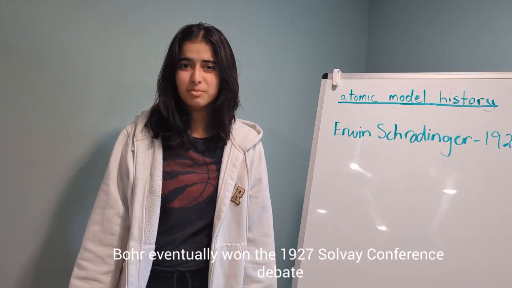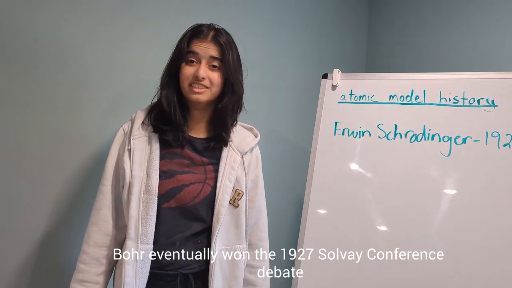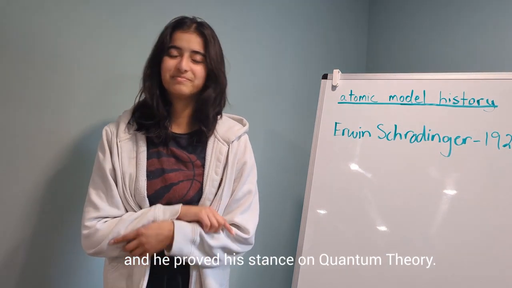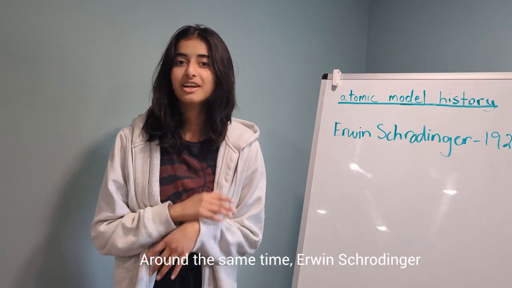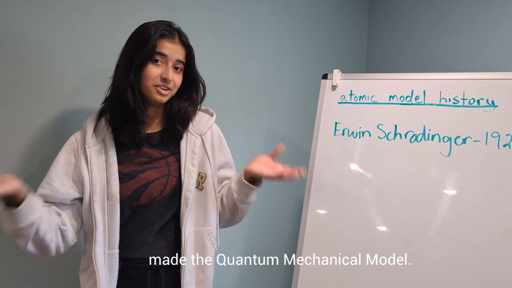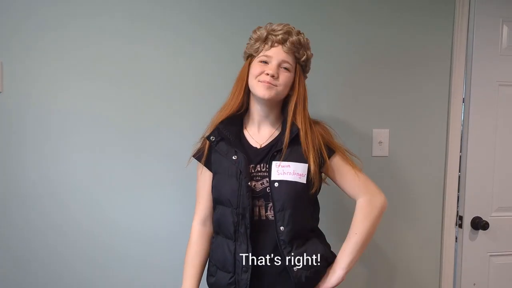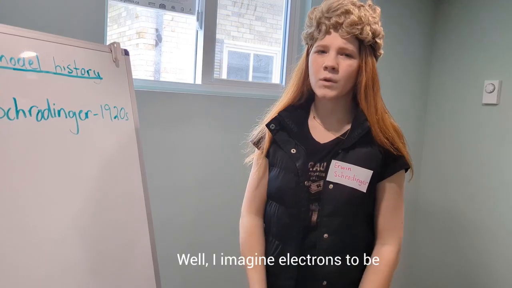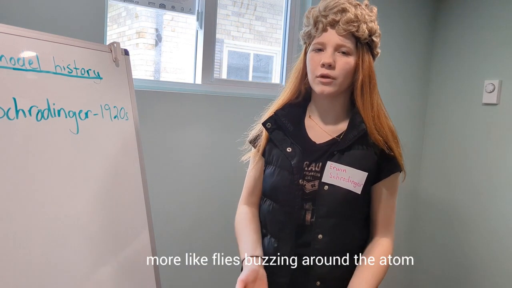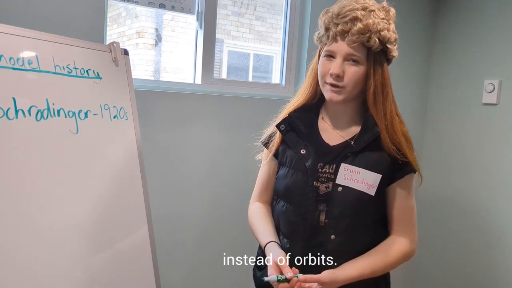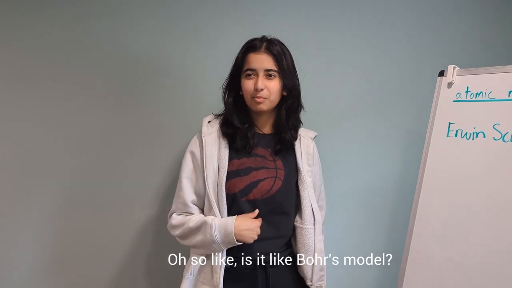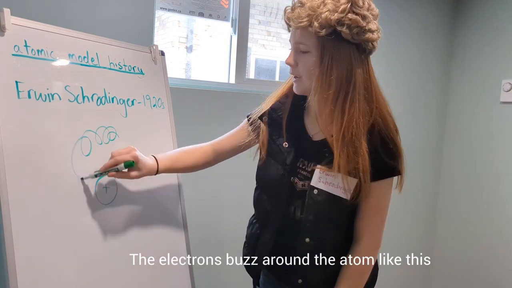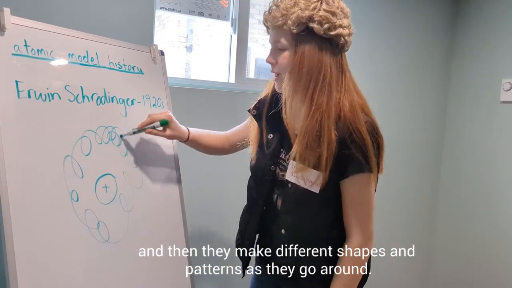After much debating, Bohr eventually won the 1927 Solvay Conference debate, and he proved his stance on quantum theory. Around the same time, Erwin Schrödinger made the quantum mechanical model. That's right. Let me explain what I mean. Go for it. Well, I imagine electrons to be more like flies buzzing around the atom instead of orbits. Oh, so is it like Bohr's model? No, the electrons buzz around the atom like this, and then they make different shapes and patterns as they go around.